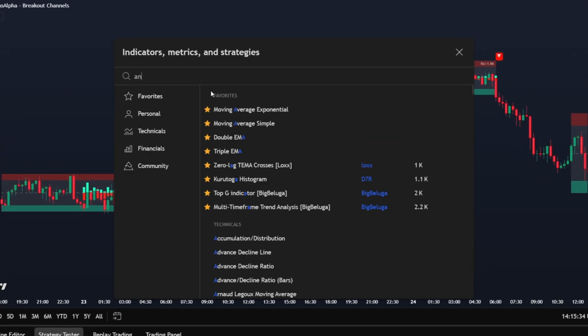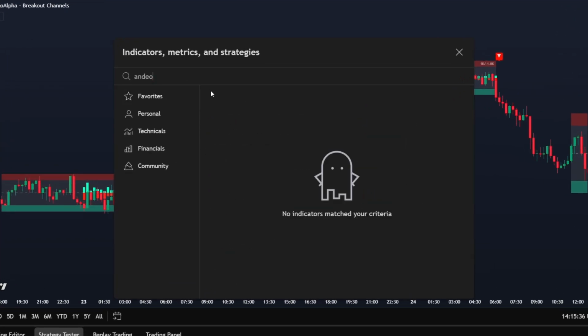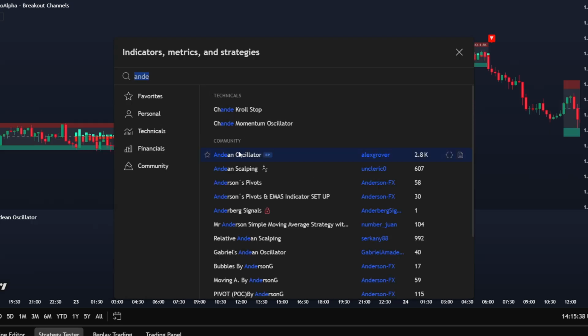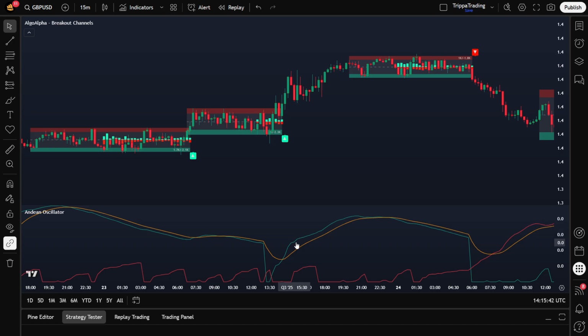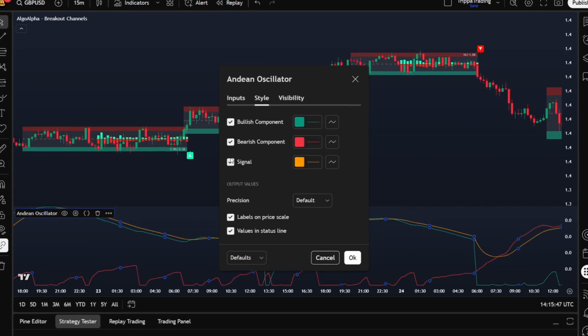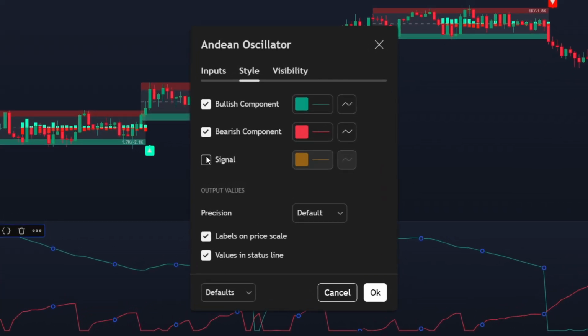So first of all, open the Indicators tab from here again and search for Andean Oscillator. Add this indicator to your trading chart. If you have a look at this indicator, it shows three lines, green, red, and orange. First of all, from the settings, you can open from here, disable signal line. We will not need that.